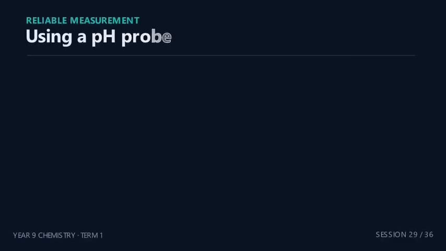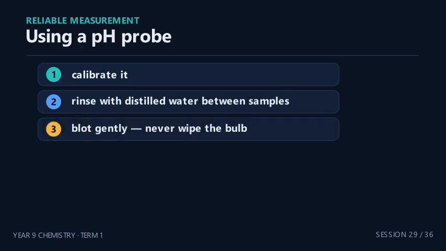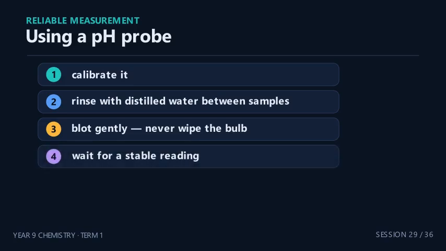Now, reliable measurement with a pH probe. 6 steps. 1. Calibrate it, following the instructions. 2. Rinse it with distilled water between samples. 3. Blot the bulb gently. Never wipe it. 4. Wait for the reading to settle. 5. Take repeats. And 6. Calculate a mean if the readings agree.